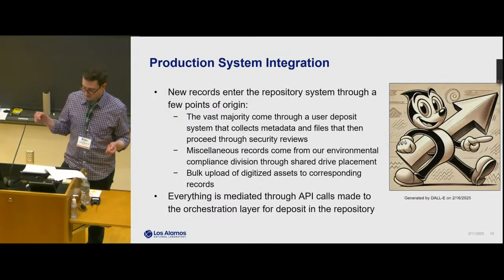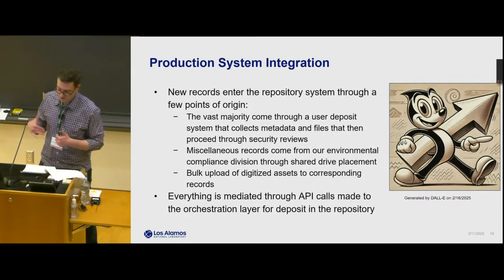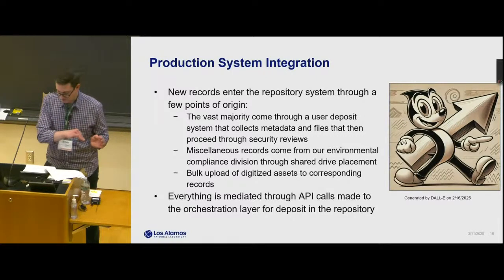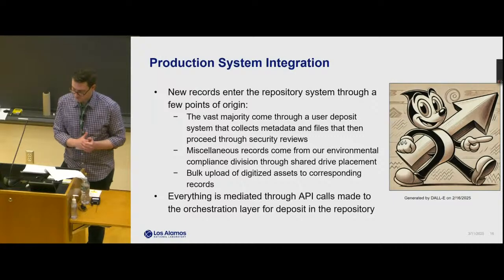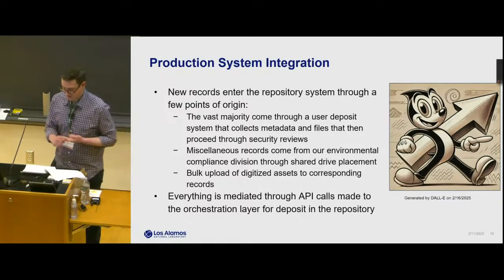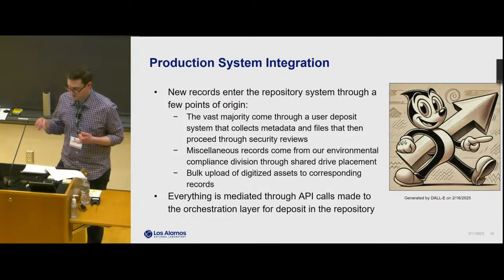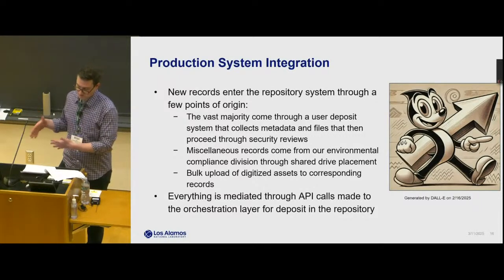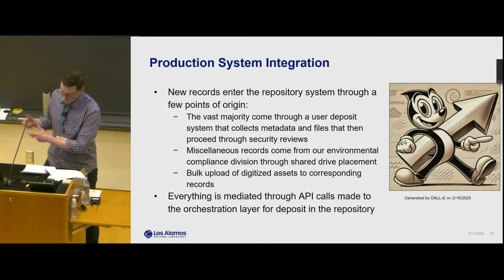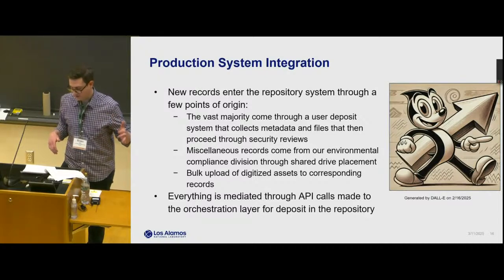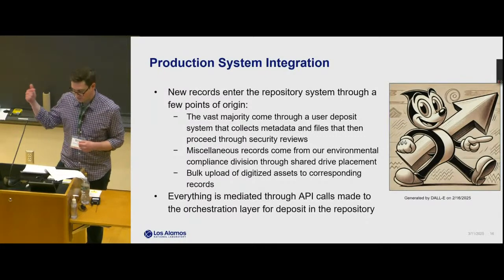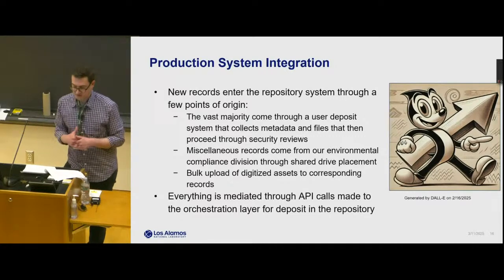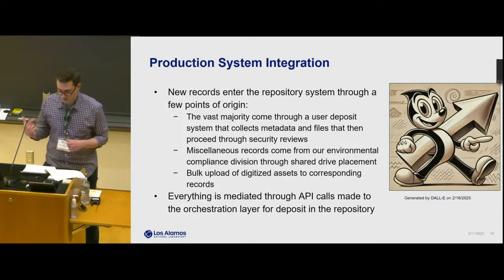At the same time, we had to integrate Dataverse with other production systems. New records enter into our repository through a few points of origin. The vast majority come through the user deposit system that collects metadata and files that then proceed through security reviews. There are some miscellaneous records that come through like a share drive that we then harvest, and we also do bulk uploading of digitized assets to their corresponding records. And again, all of this is mediated through API calls made to the orchestration layer, which then deposits to the repository.